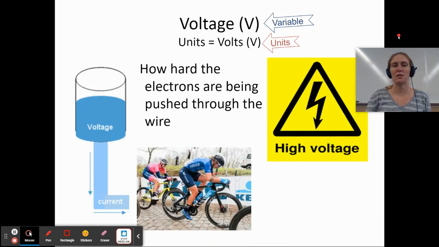The second vocabulary word here is voltage. This is nice because the variable and the unit is V, so your variable is voltage and the units are volts. And this is just how hard the electrons are getting pushed through the wire. So I could push on these electrons to get them through. I could push them gently, or if I pushed really hard, it would make sense that I would get a lot more electrons through. And so voltage is just how hard you are pushing on those electrons to get them through the wire.